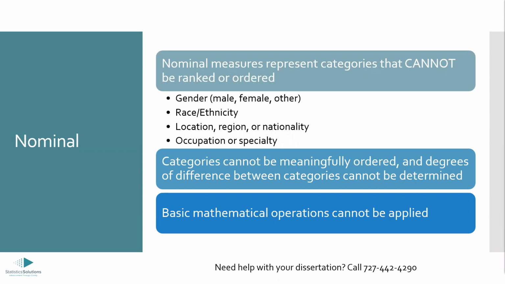And so with nominal data, categories can't meaningfully be ordered, and the degrees of difference between the categories cannot be determined. And similar to ordinal data, we can't apply any meaningful mathematical operations to these data.